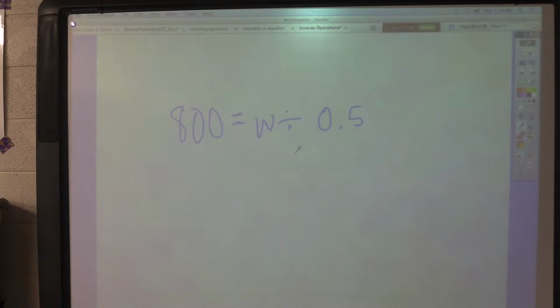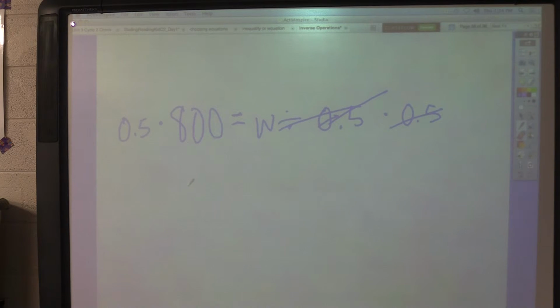What I'm going to do is look at what operation is going on here, and then I'm going to do the inverse of it. If my operation is divide, then I want to multiply. Multiplication is the inverse operation of divide. So if I multiply by 0.5, then that's going to reduce those out. And if I multiply this side of the equal sign by half, I must also multiply this side of the equal sign by half. Okay.